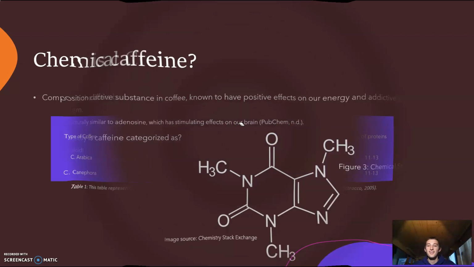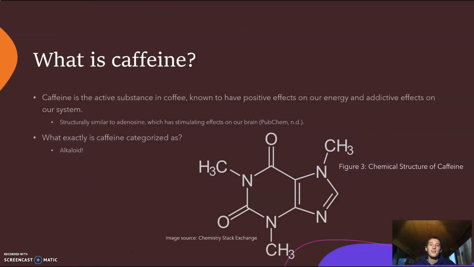So, first, caffeine. So what is it? When people usually think of caffeine, they think of coffee, they think of energy, and they're exactly right. Caffeine is the active substance in coffee, and it has positive effects on our energy, and it has addictive effects on our brain, which is a negative side effect, but that's neither here nor there. It's structurally similar to adenosine, and when you think of adenosine, you may think of adenosine triphosphate, the main energy molecule that our body uses, and it has stimulating effects on our brain, and so does caffeine.